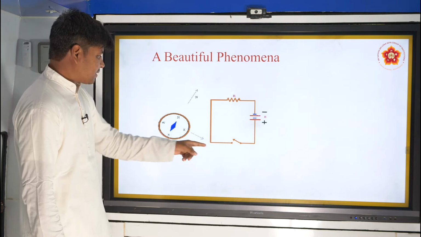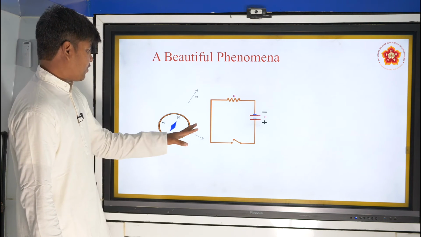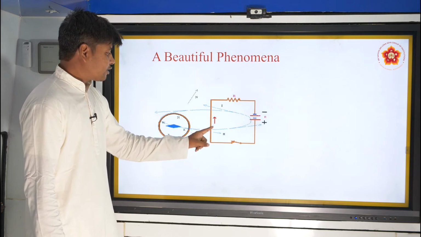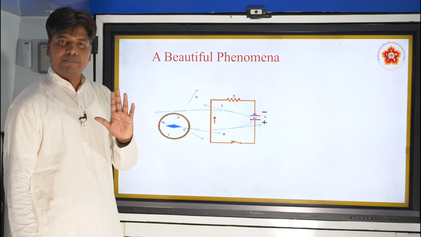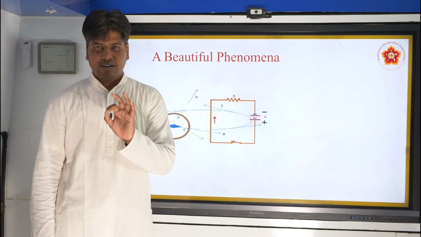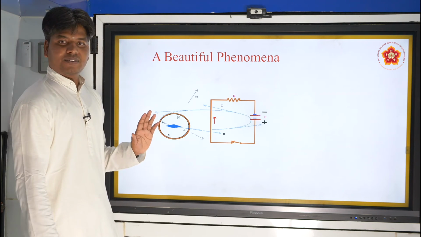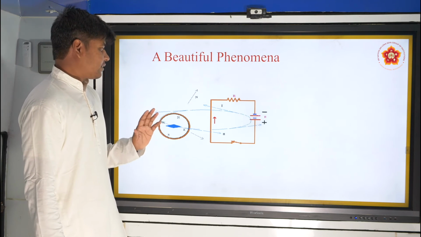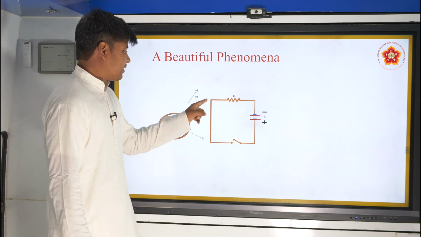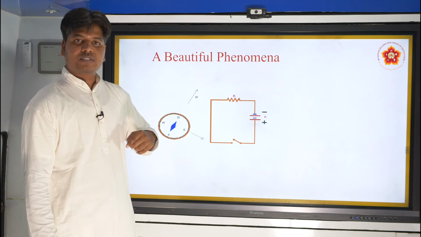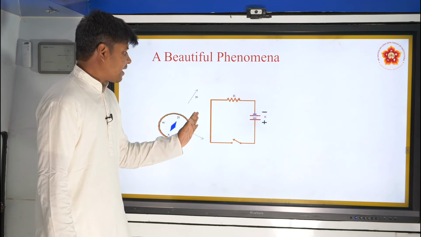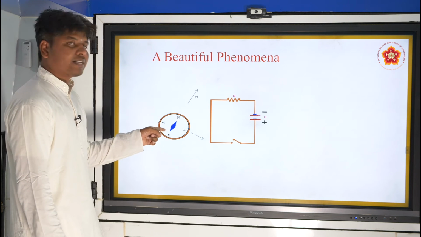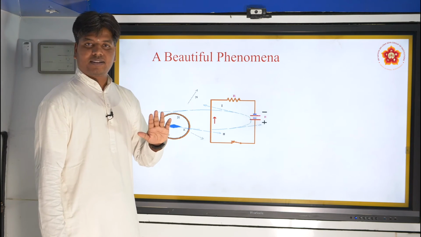Why is it deflecting? See, the switch is on, it is getting deflected. Off, and it is coming back to its normal position. That means this current is doing something to this compass. A compass can deflect only when there is a magnetic field, as we saw earlier. So he concluded that this current carrying conductor, meaning something which allows current to pass through it, is producing a magnetic field around it, which is causing this compass to deflect.